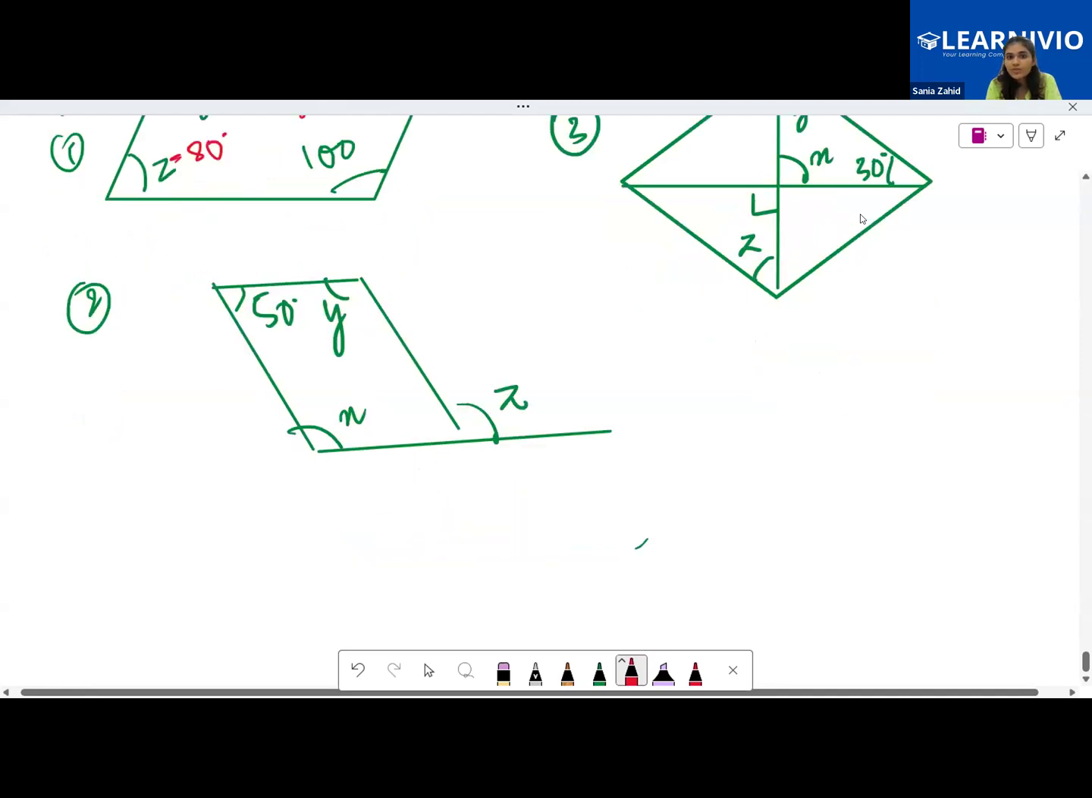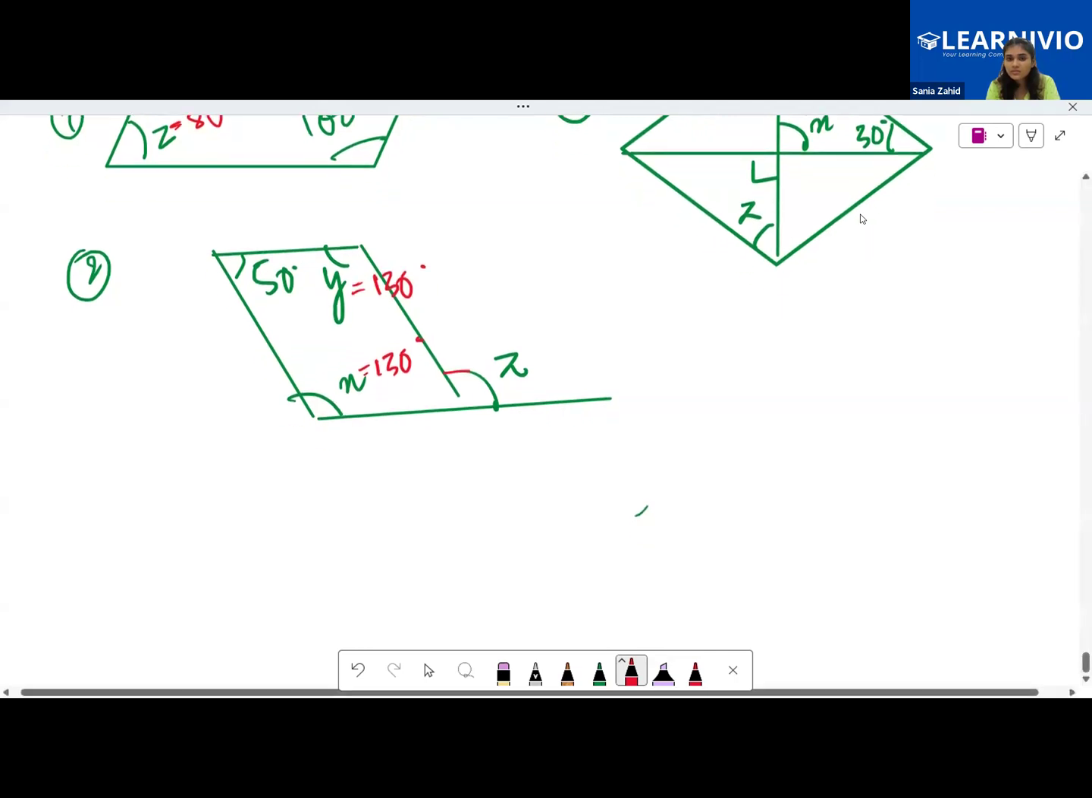Now we come to the second one. We have 50 given to us. If this is 50, then y will be equal to 130 degrees because of adjacent angles. If y is 130, x will also be 130 degrees. Ma'am, we can add one angle here, right, so that it will be much easier to find z.